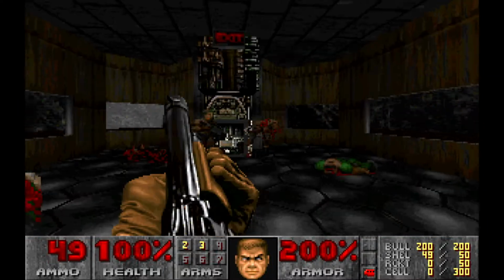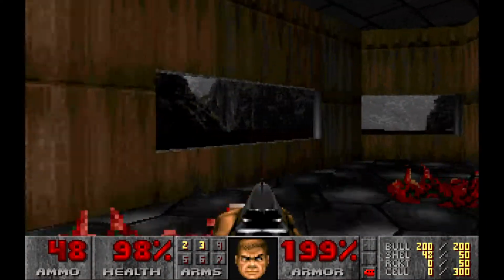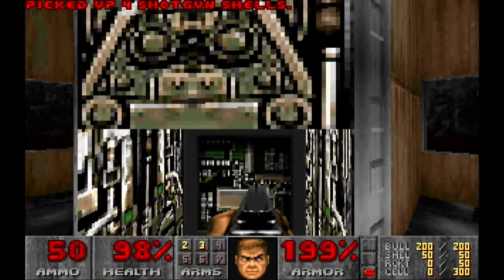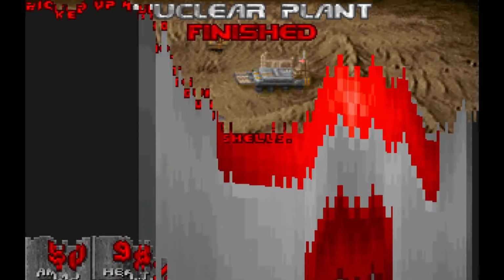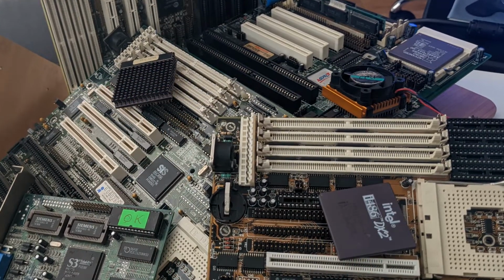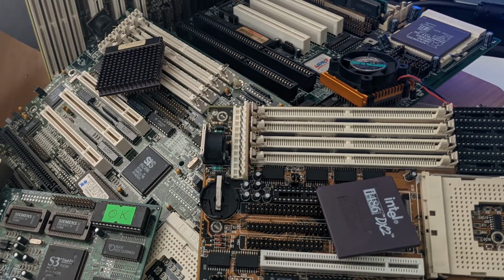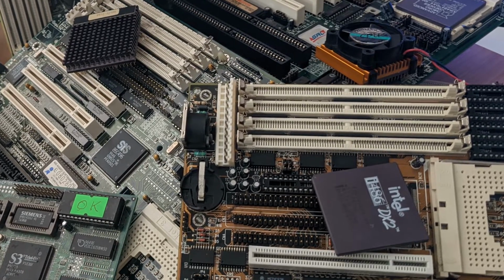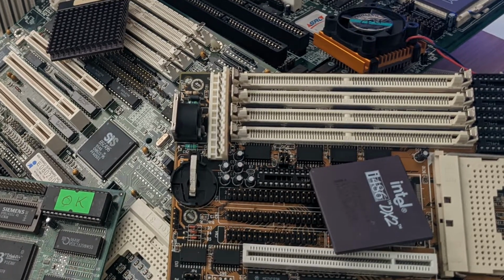Remember when the state-of-the-art games looked like this? Back in the day, the 1993 Doom was the game to be played. To play Doom, you needed something like this: a Socket 3 motherboard and a 486 processor. Here we have some boards and CPUs ready for testing, and that's exactly what we're going to do today.